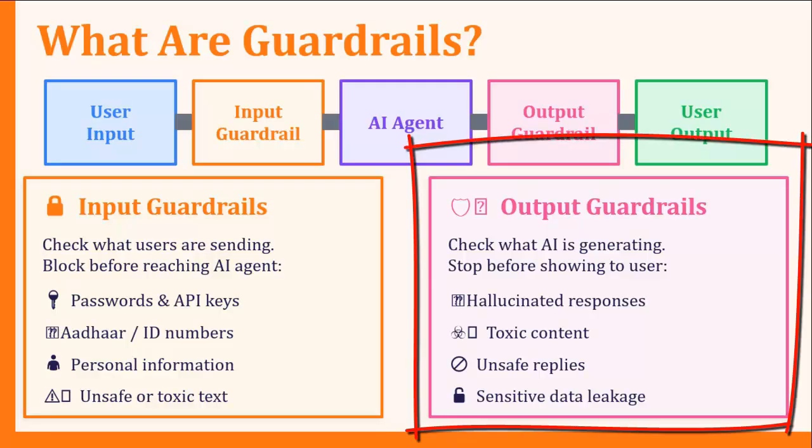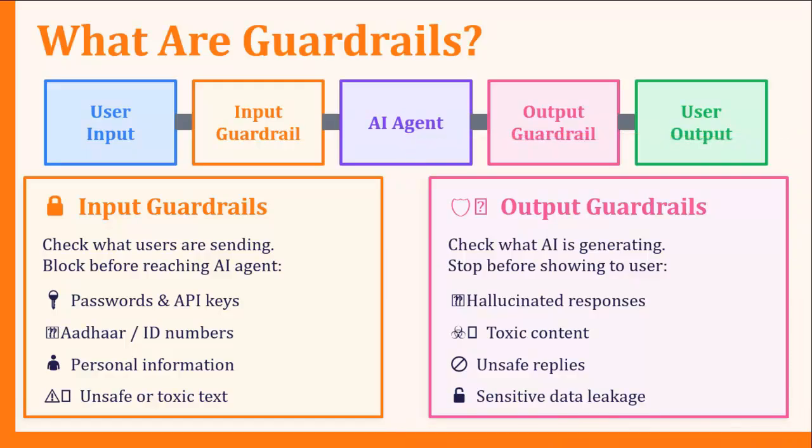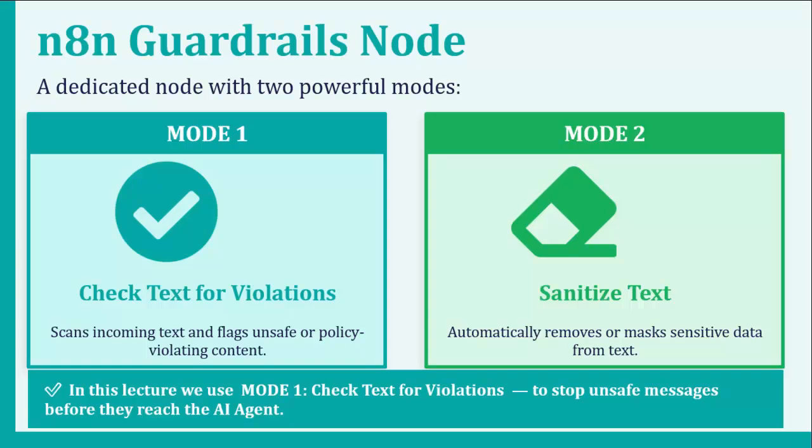Output guardrails check what the AI agent is generating. They help to stop hallucinated responses, toxic content, unsafe replies, or sensitive information leakage before the response is shown to the user. In n8n, we get a dedicated guardrails node. Let me show you this.